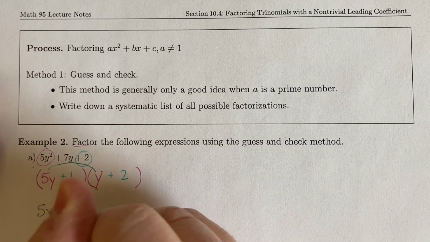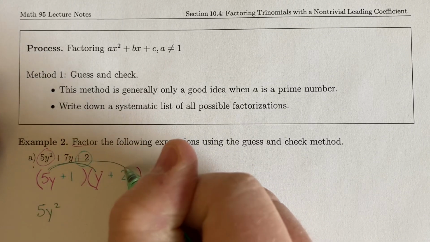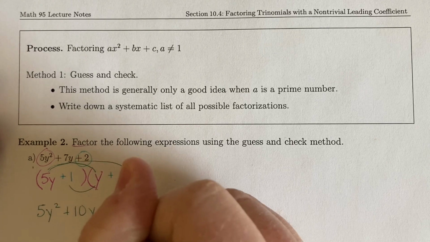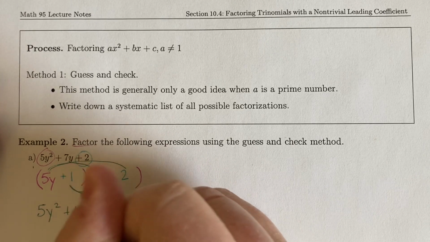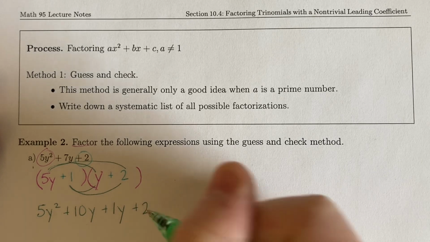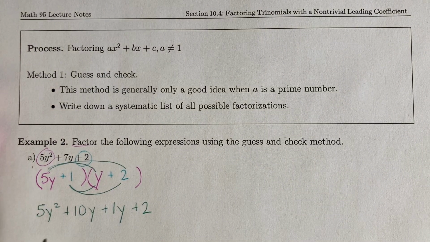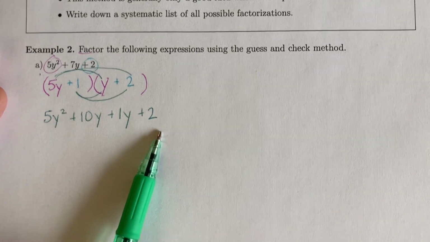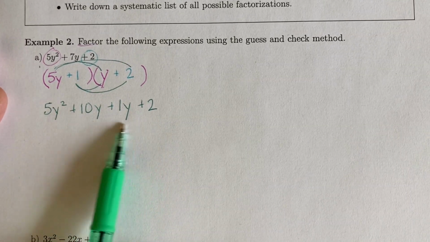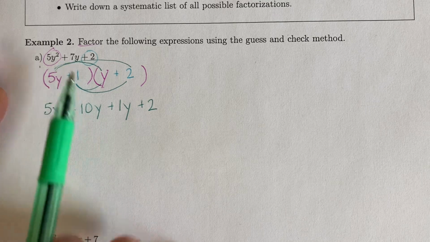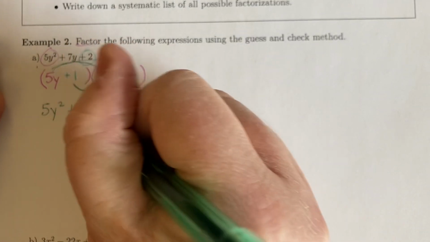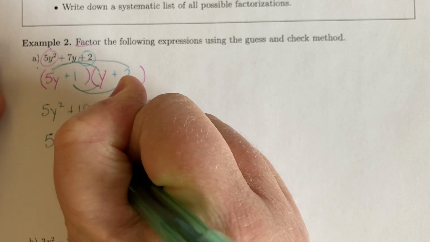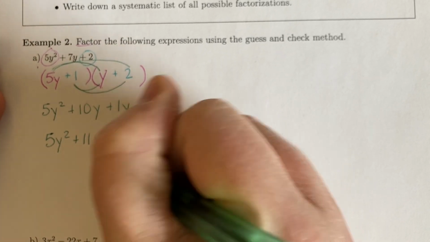We get 5y squared, 5y times 2 is plus 10y, 1 times y is plus 1y, and 1 times 2 is plus 2. Now, we knew we were going to get the 5y squared and the plus 2, right? We designed it that way. We're checking to see if the middle adds to 7. It does not. This is 11y. So 5y squared plus 11y plus 2 does not work.